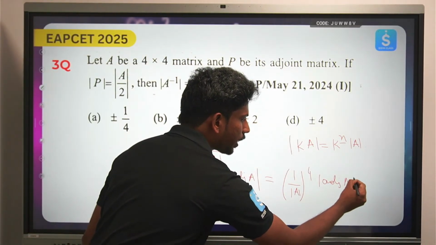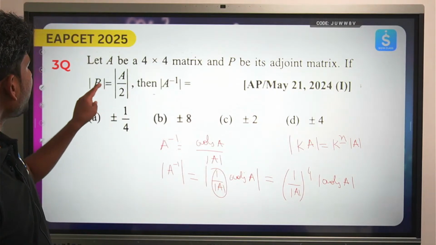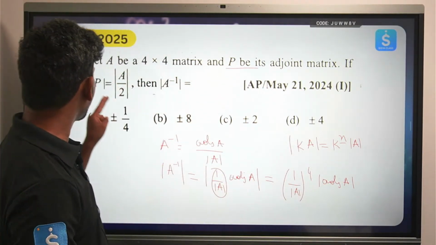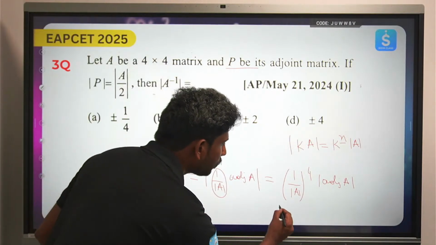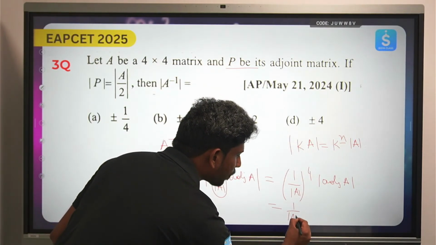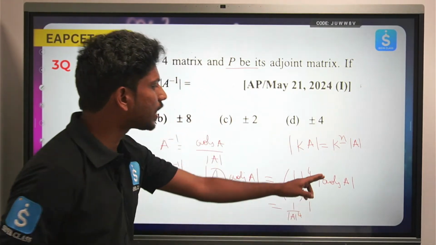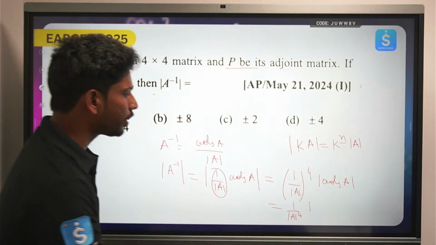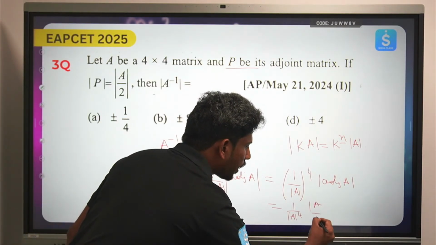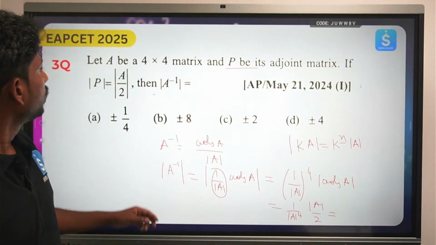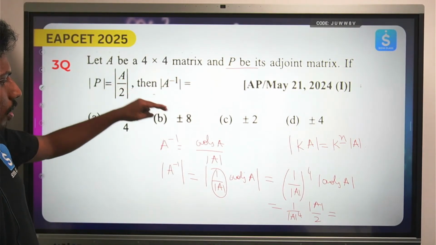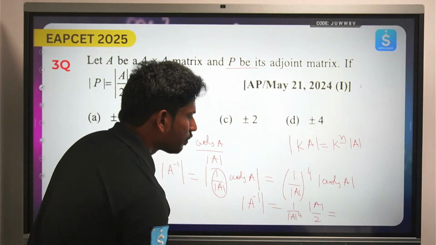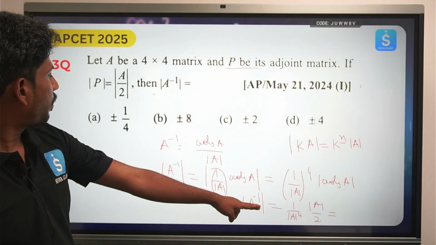But already we know that P is nothing but the adjoint of A. So in place of adjoint of A, can I write P? So that will become 1 by det A to the power 4 into, what is det of adjoint of A? That will be mod P. Mod P is nothing but mod A by 2. So we have det of A inverse is equals to mod A by mod A power 4 by 2.